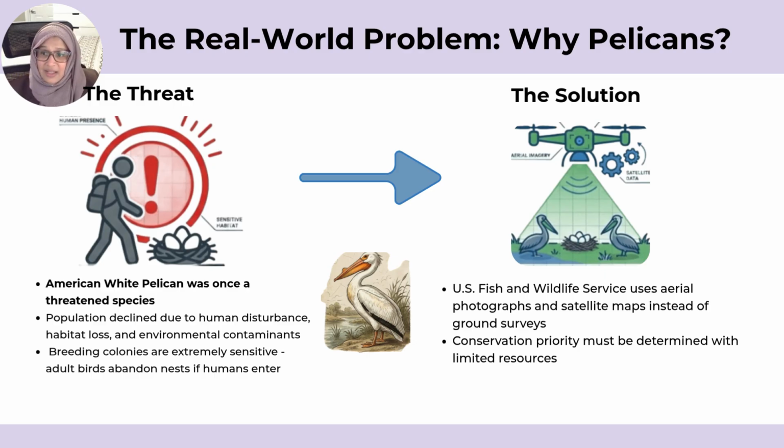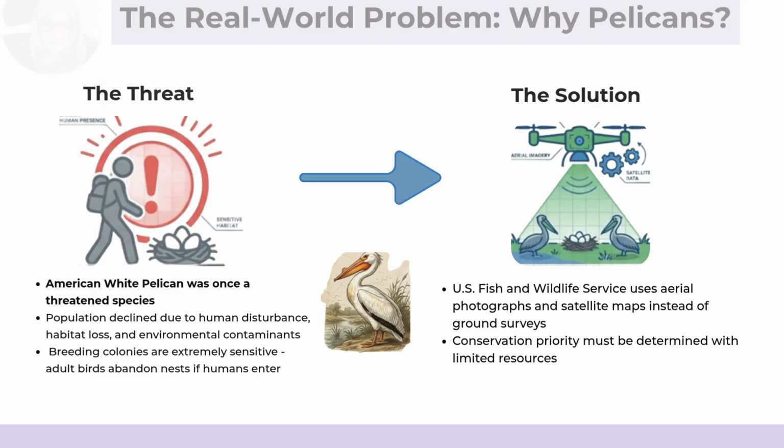Here is the practical challenge. Pelicans are extremely sensitive to disturbance during nesting season. If a researcher walks into a breeding colony, the adult birds abandon their eggs. Those eggs can overheat in direct sunlight, get taken by predators like gulls and coyotes, and in severe cases, the adults may not return to the site at all. So the US Fish and Wildlife Service cannot simply send someone out to count nests on the ground. The act of counting would destroy what they are trying to protect.